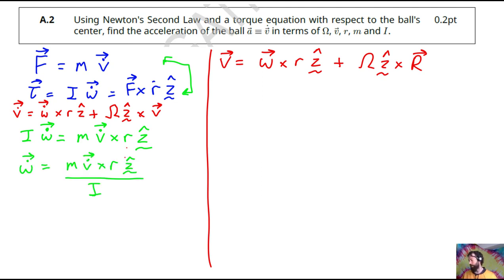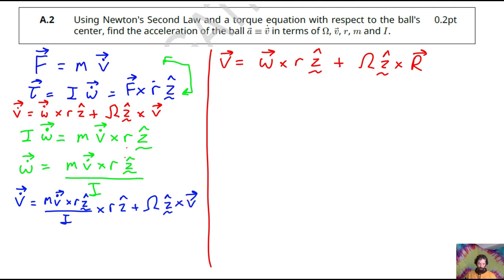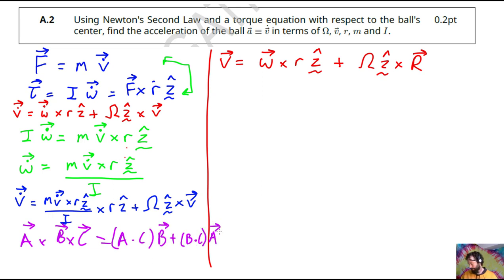Now I can substitute that into my equation in red. From there, let's remember our triple cross product rule: A cross B cross C equals (A dot C) B minus (A dot B) C. We're going to apply that to this scenario. For that first term, we've got v dot cross z more or less, with a factor of mr squared out the front.